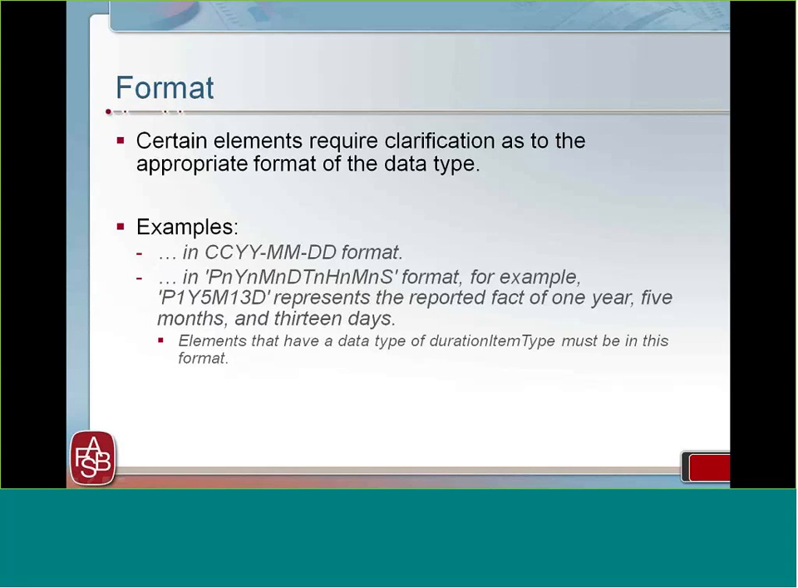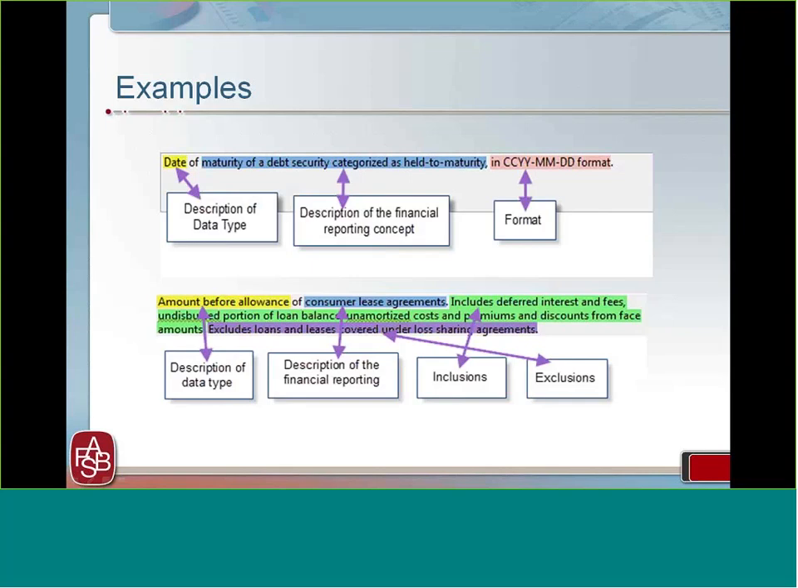Pulling this all together, this is what you might expect to see. This is the pattern on the way we assemble the parts. So we'll always start with a description of data type. It'll be followed by the description of the financial reporting concept. The inclusions or exclusions would come next. If they are available, then the format piece would be last. I have some examples here, but I'm going to skip through those in the interest of time.